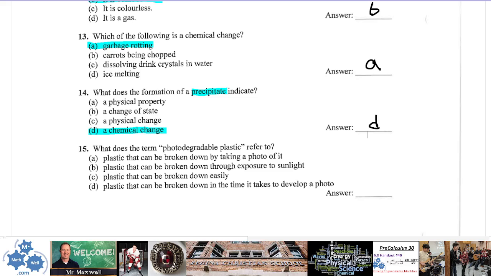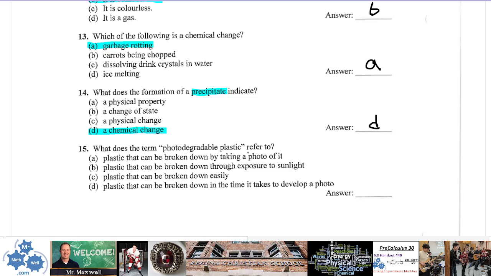A precipitate is something that comes out of solution. So if you mix two things together and all of a sudden you have this milky, powdery thing forming at the bottom of your solution, that is a precipitate. That's something that's been drawn out or has fallen out of the solution. So it is a new substance that's formed. Chemical change.